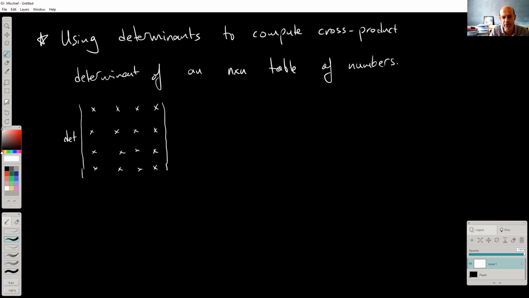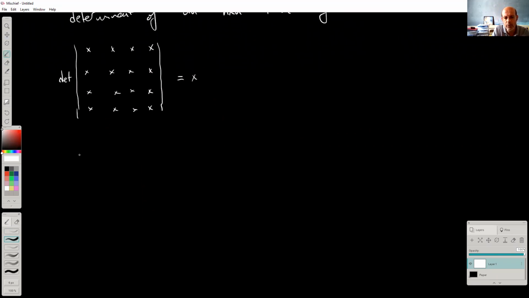So as a result, I'm going to do this. So the determinant of a table of numbers is a number that depends on all of these numbers. It's just computed in a particular way, okay? So there's some kind of a recursive definition in here. So how can we compute it?